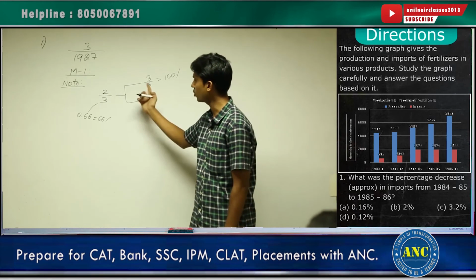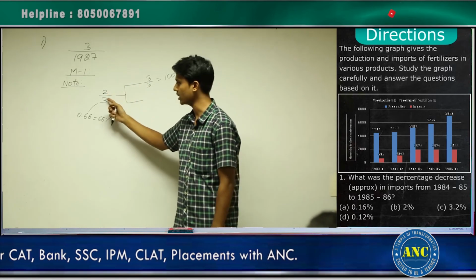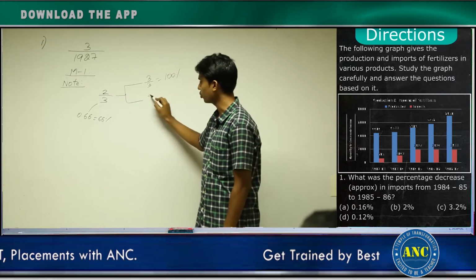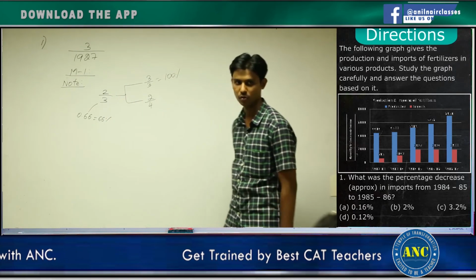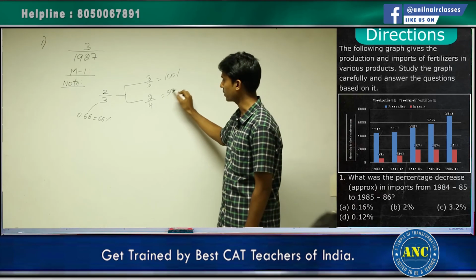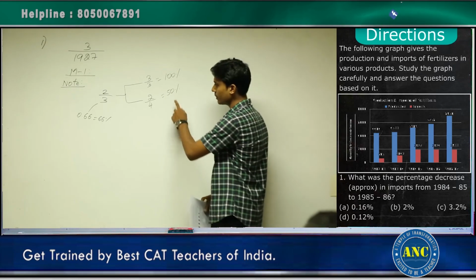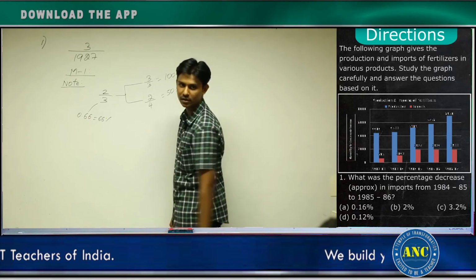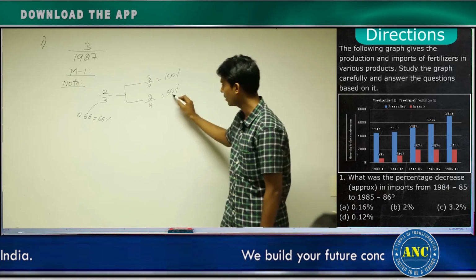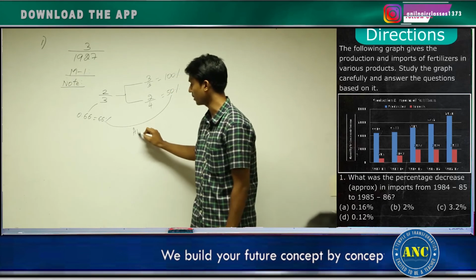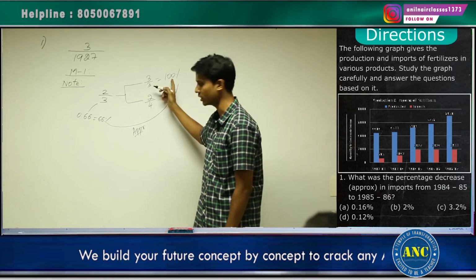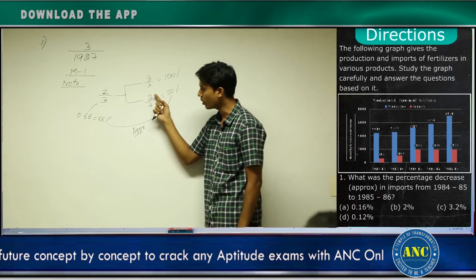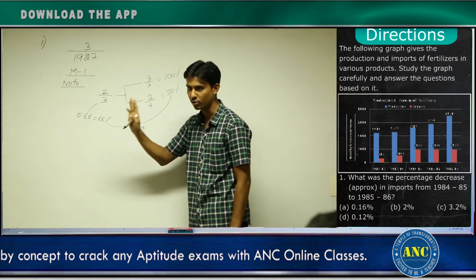Instead of approximating the lowest value, let me approximate the highest value, which is 3. I will approximate 3 to 4. It becomes 2 by 4. What is 2 by 4? 50%. Is 100% close to 66% or 50% close to 66%? 50%. That means these two are close to each other compared to this value. When are you getting this value? Only when you approximated the highest value in the given fraction.